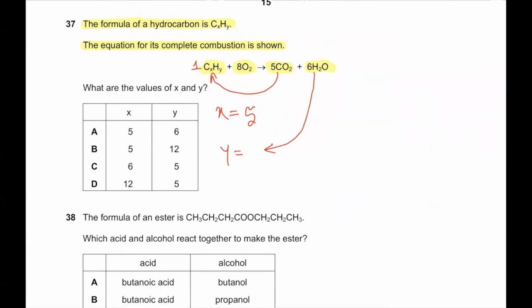So Y is equal to 12. X is equal to 5. Y is equal to 12. B will be the correct answer, guys. This is a very easy answer to do.